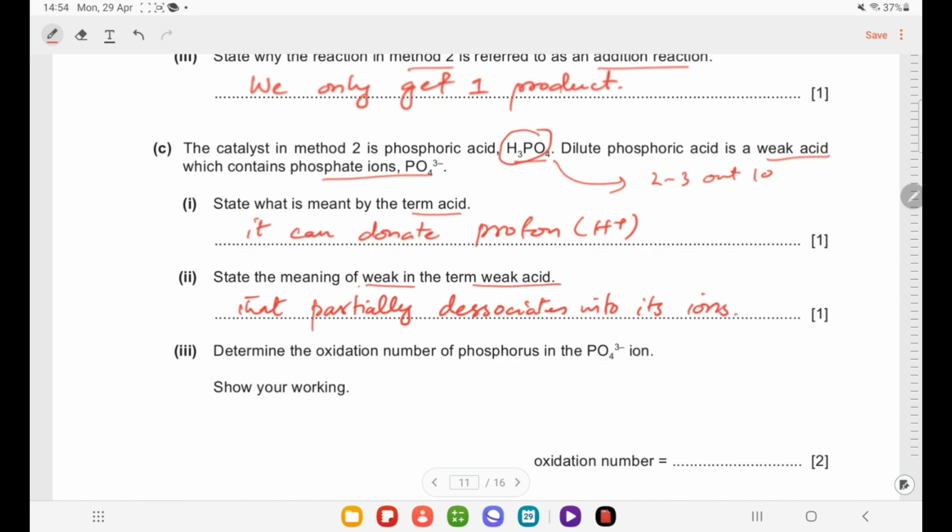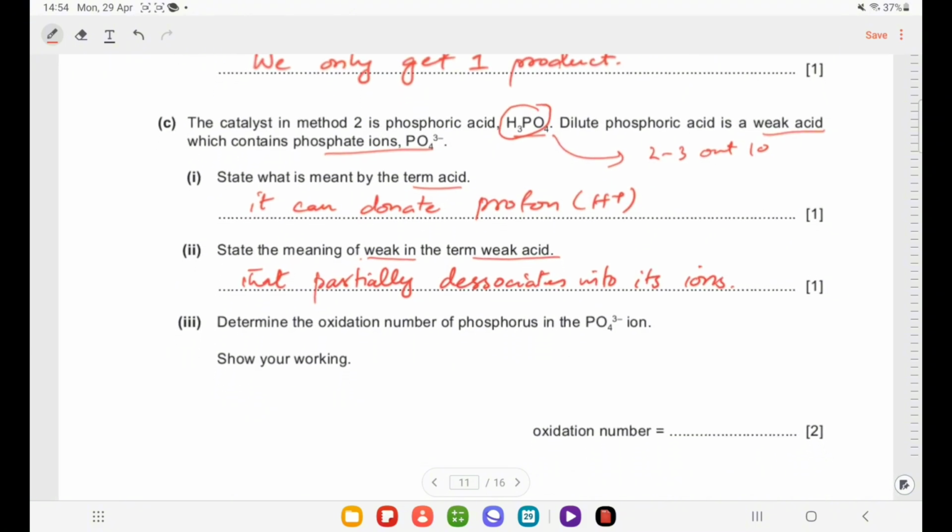Contrary to weak acids, if we discuss strong acids, a strong acid is an acid whose molecules completely get ionized into its ions. For example, if we have 10 molecules of an acid and 10 out of 10 molecules get dissociated into ions, that acid is referred to as a strong acid. So let's move to the next part.